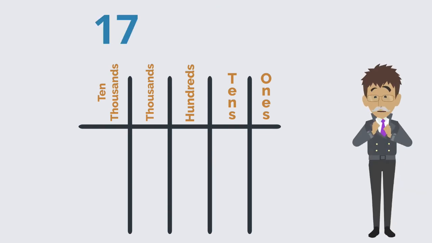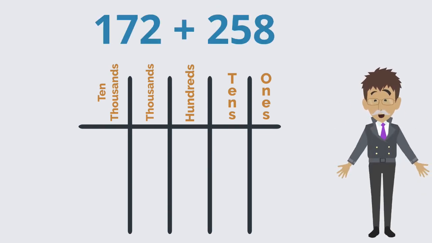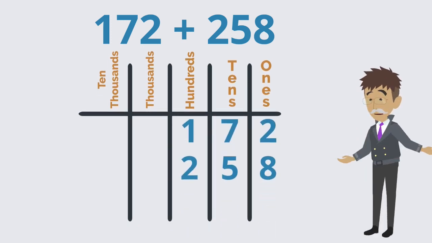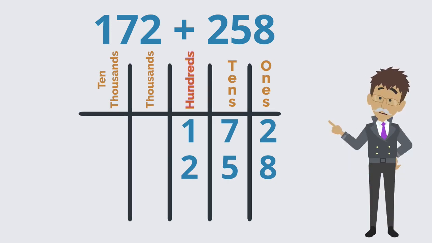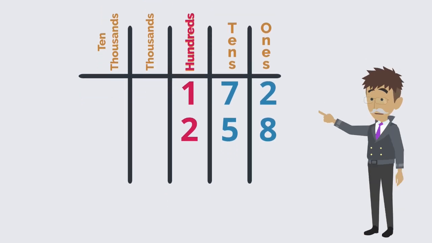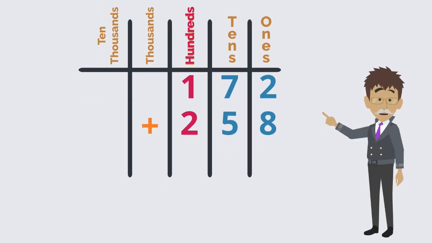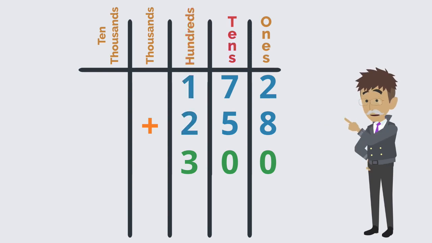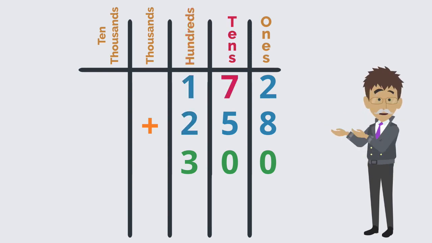Let's add 172 and 258 using place value. I begin by writing both numbers in a place value chart. Let's start adding with the hundreds place. The 1 and 2 represent 100 and 200. Adding 100 and 200 gives us 300. I will write that below in the place value chart. Next, I will add the digits in the tens position. The 7 represents 70 and the 5 means 50. Adding these two together gives us 120, which I will also write down.